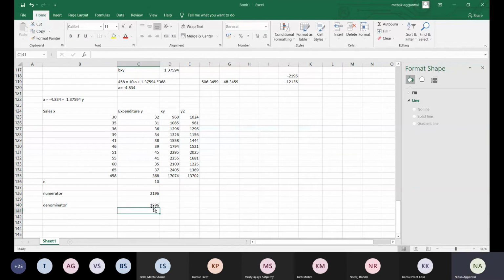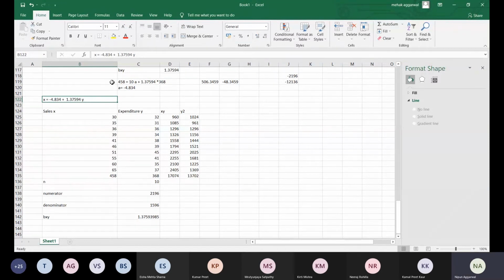That comes out to be 1596, and your bxy. So what is the value of bxy? Numerator divided by denominator, which is 2196 divided by 1596. So 1.3759. It is the same value as before, so this and this value match. So the coefficient of y is 1.37594, the same value coming by the formula and by the regression formula, or the least square method.